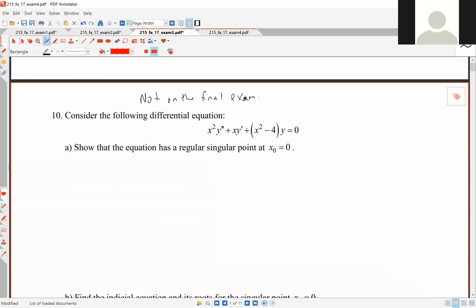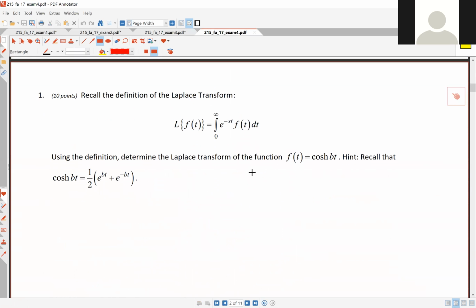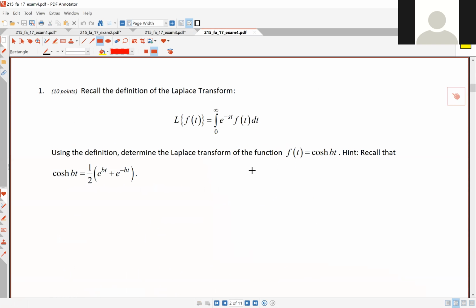All right, exam 4. You guys did pretty well on this test. The definition of Laplace transform. When I say use the definition, we have to plug it in here. So if we want to know what the Laplace transform of cosine bt is, we have the integral from 0 to infinity of e to the negative st times f of t. So I'll pull the 1/2 out in front of that, and I have e to the bt plus e to the negative bt dt.